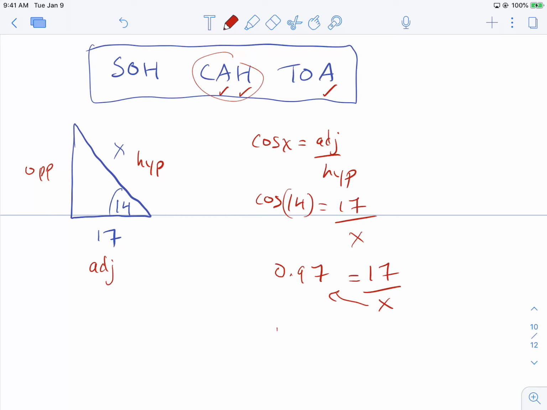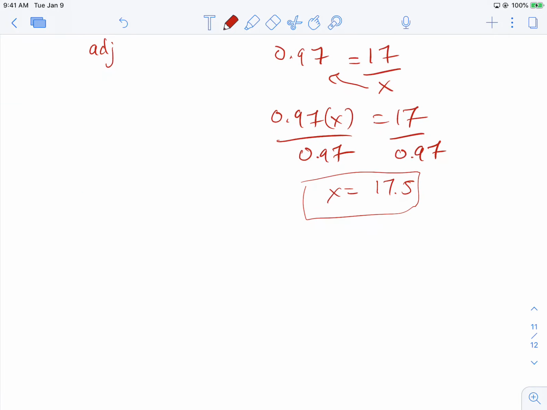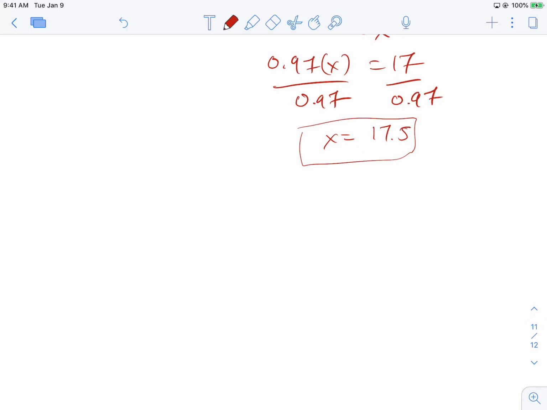We're going to multiply that up. We get 0.97 times x equals 17. So we'll divide both sides by 0.97, and we get x equals 17 divided by 0.97. That gives us an x value of about 17.5 for the length of our hypotenuse. Okay? Perfect. All right, let's try one more, and maybe we'll make it a nice little word problem here.